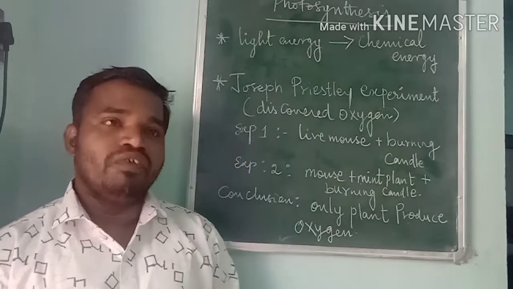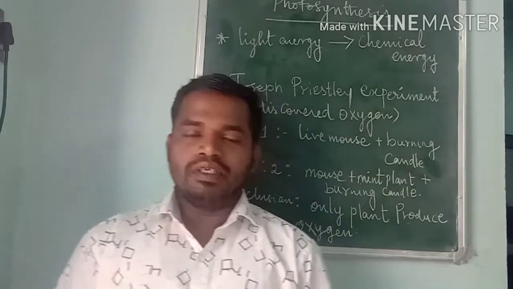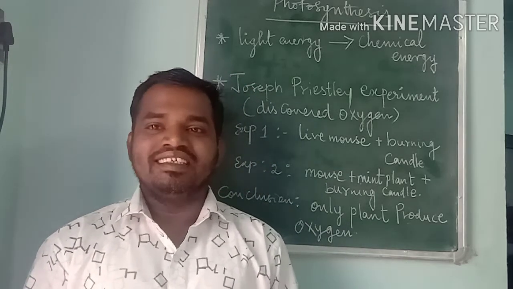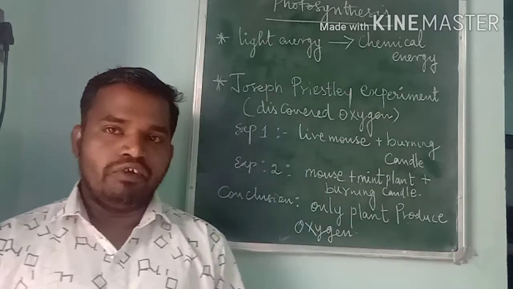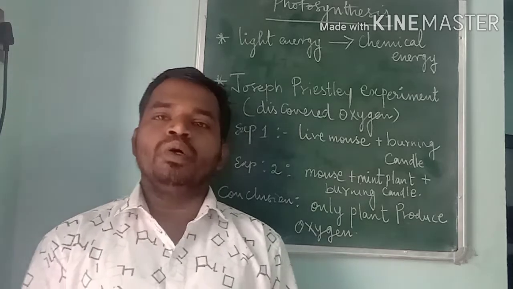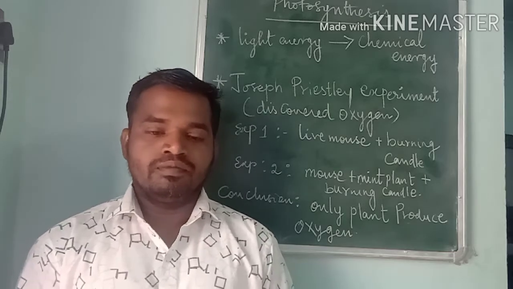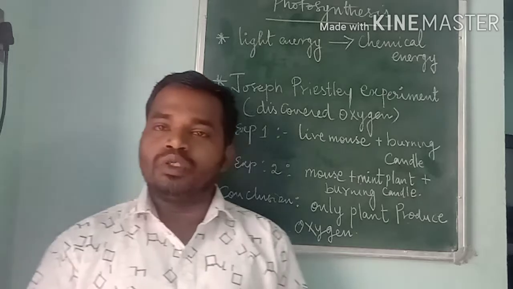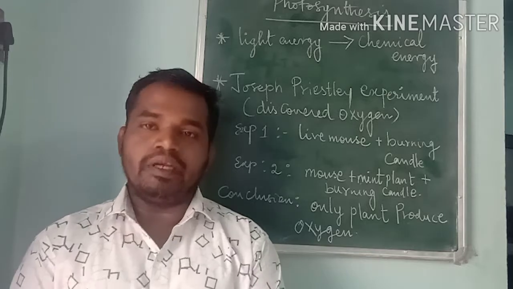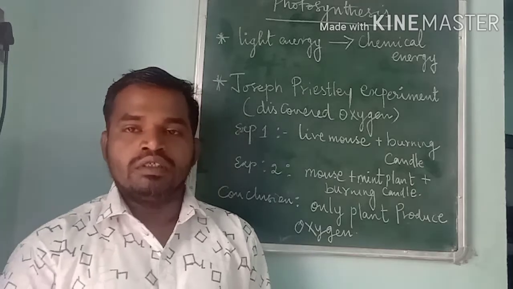In 1854, a person called Julius von Sachs proposed the concept that the plant produces glucose. As soon as the glucose is produced, it is converted into starch material. So usually the glucose, as soon as it is produced, is converted into starch.